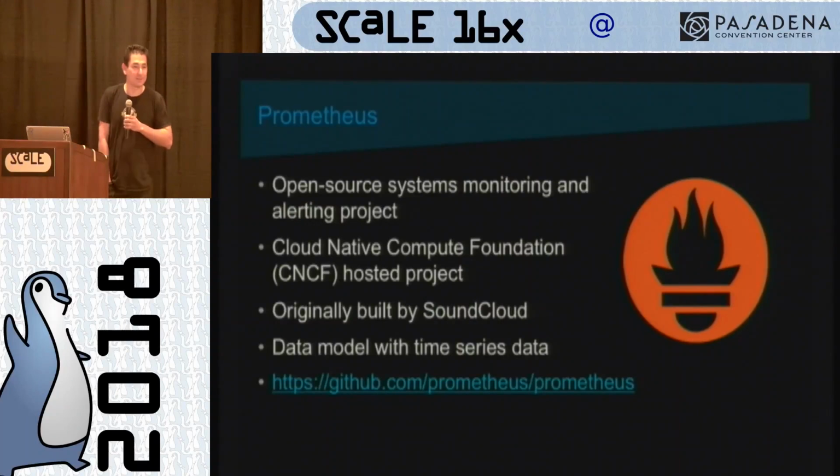One such tool that's great in Kubernetes land and the Kubernetes ecosystem is Prometheus. Prometheus is an open source systems monitoring and alerting project. It's a tool in the Cloud Native Computing Foundation, a hosted project by the CNCF. It was originally built by SoundCloud. SoundCloud developed it and open sourced it to the community. What Prometheus really is, quite simply, is a data model with time series data associated with it. Like I said, it's open source, so it's available on GitHub. There's the URL, the documentation, and the source code. You can go ahead and take a look at it.